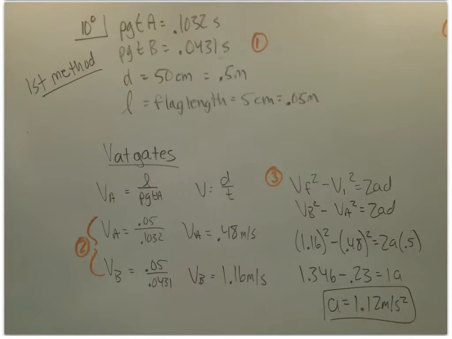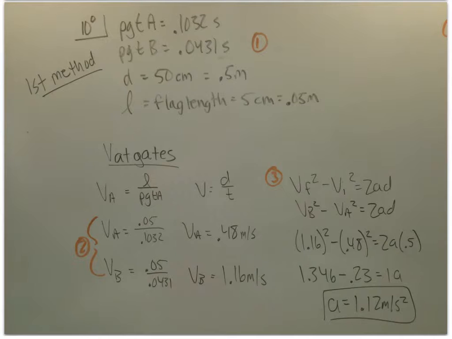seconds. It makes sense that B is a shorter time than A, because the car was traveling faster at B because it was accelerating. So here's the data for our first trial: photogate A time, photogate B time, a flag length which we converted to meters, and a distance between the gates which we converted to meters as well.